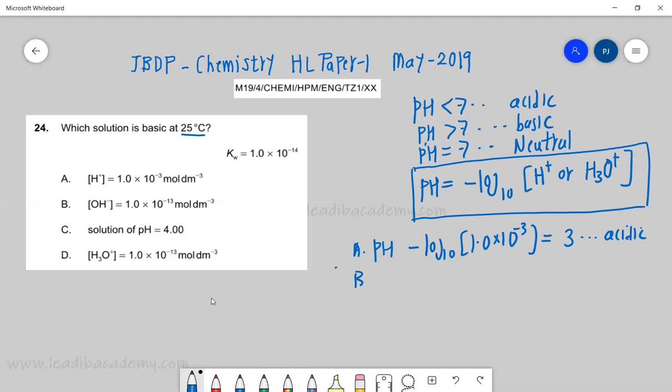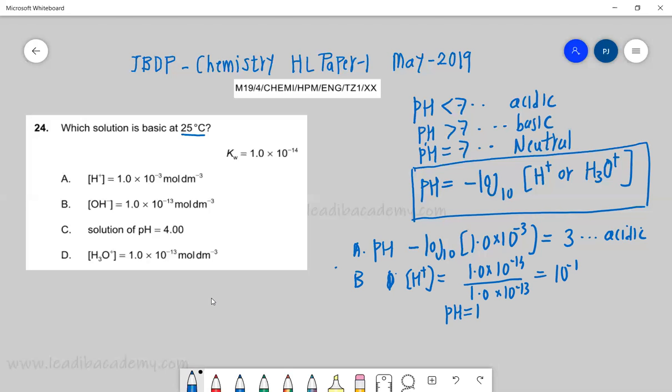What about B? We have been given the OH minus ion concentration, which is 1 into 10 raised to minus 13. So please remember how to calculate. First Kw is given, so we don't need to worry about that. We calculate the H plus ion concentration using 1 into 10 raised to minus 14 divided by 1 into 10 raised to minus 13. So we will get 10 raised to minus 1. Again, using the pH definition, you can easily conclude that pH will be 1.